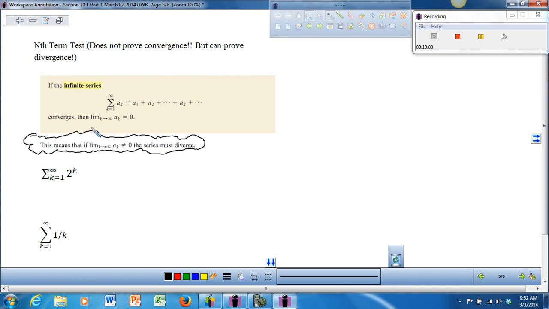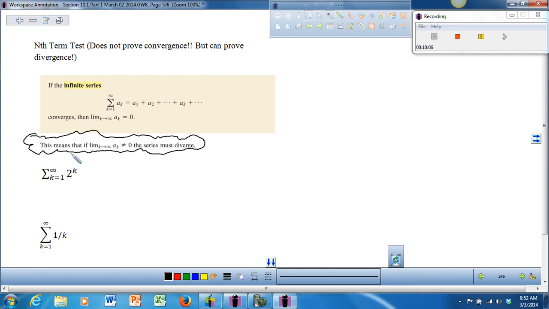So what's in the box says, if the infinite series that you're given converges, if we know it converges, then the limit of its definition will go to 0. Okay? So, if we have a convergent series, its limit will go to 0. This is not saying that if the limit goes to 0, it will converge. Everyone clear on that? Okay.